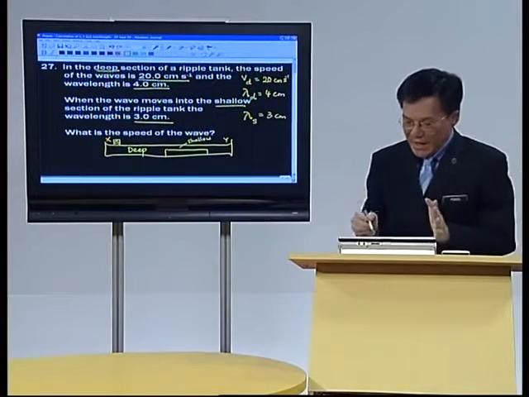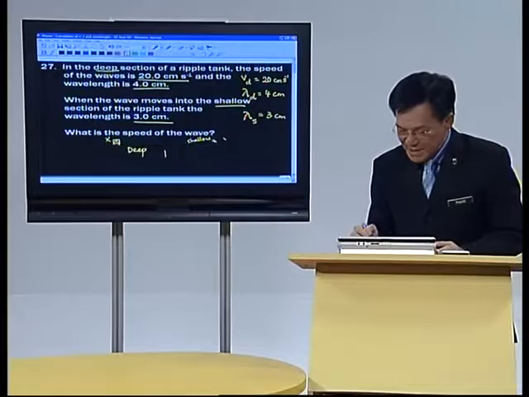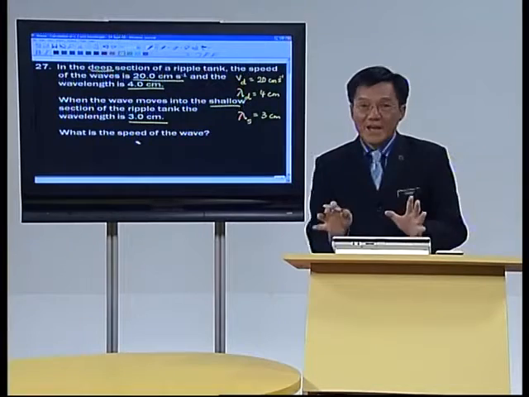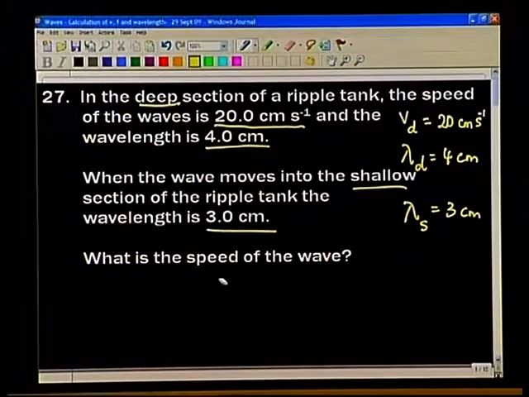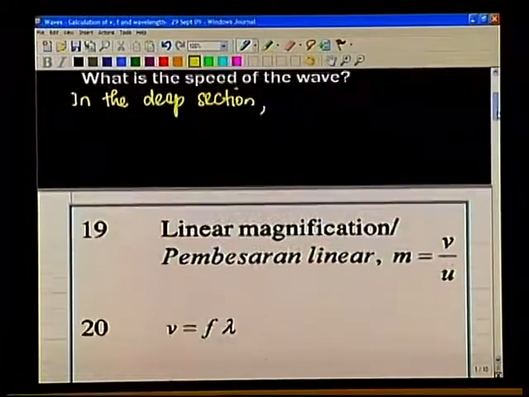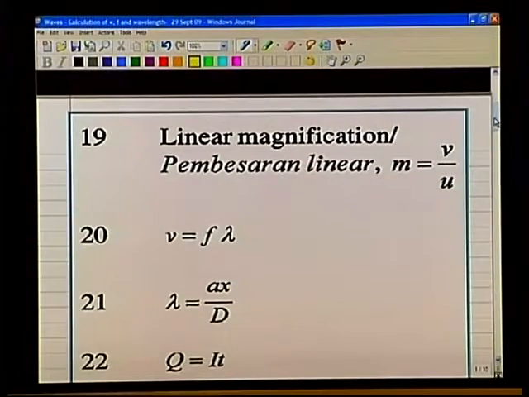Now, because I need the space, I'll just erase the diagrams at the bottom there. I'll do my calculations here and show you what happens. So what you do is this. Step by step, write down the words in the deep section. In the deep section of the ripple tank, what do I have? I have V, I have lambda. And remember, we look at the formula page. See, it's very clear, isn't it?